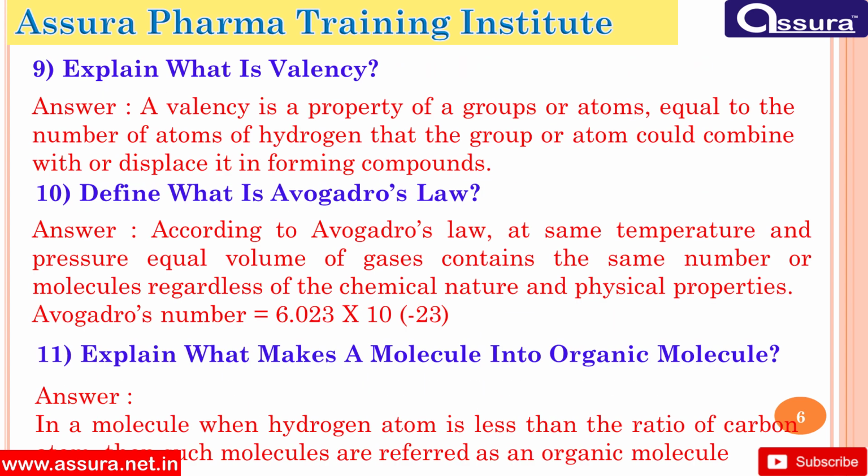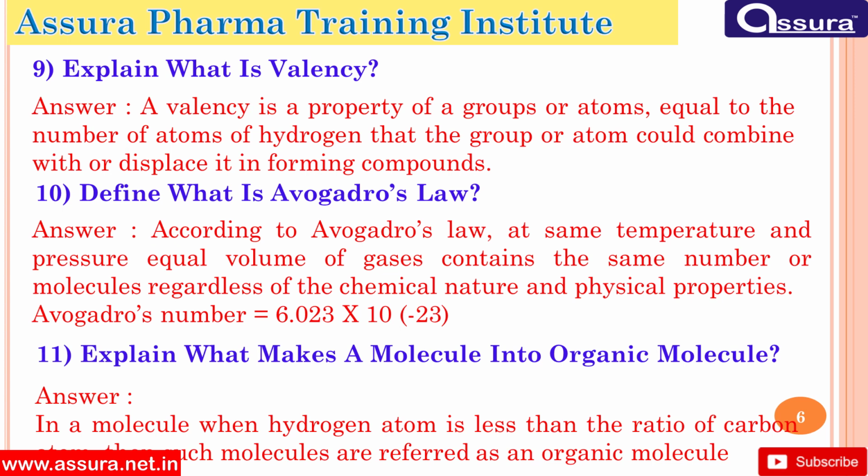Explain what is valency. Valency is a property of groups or atoms equal to the number of atoms of hydrogen that the group or atom could combine with or displace in forming compounds.